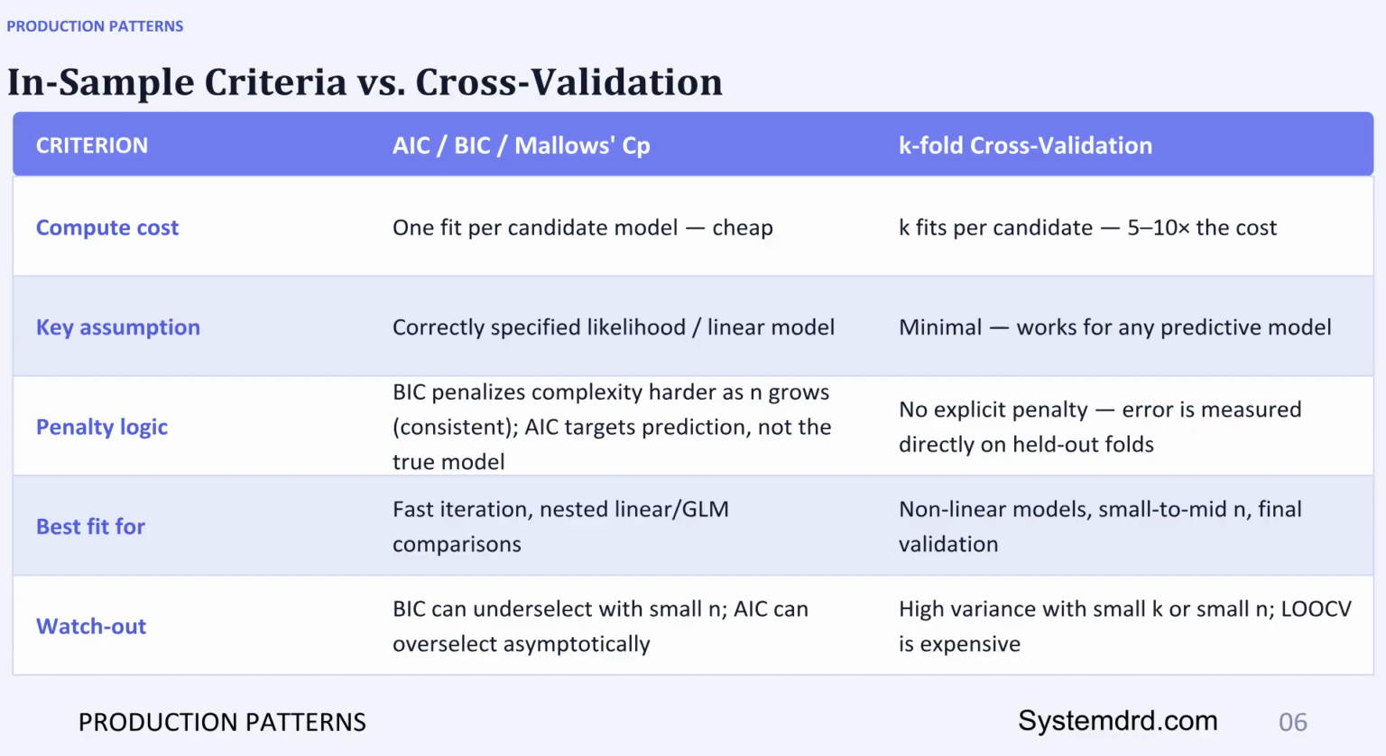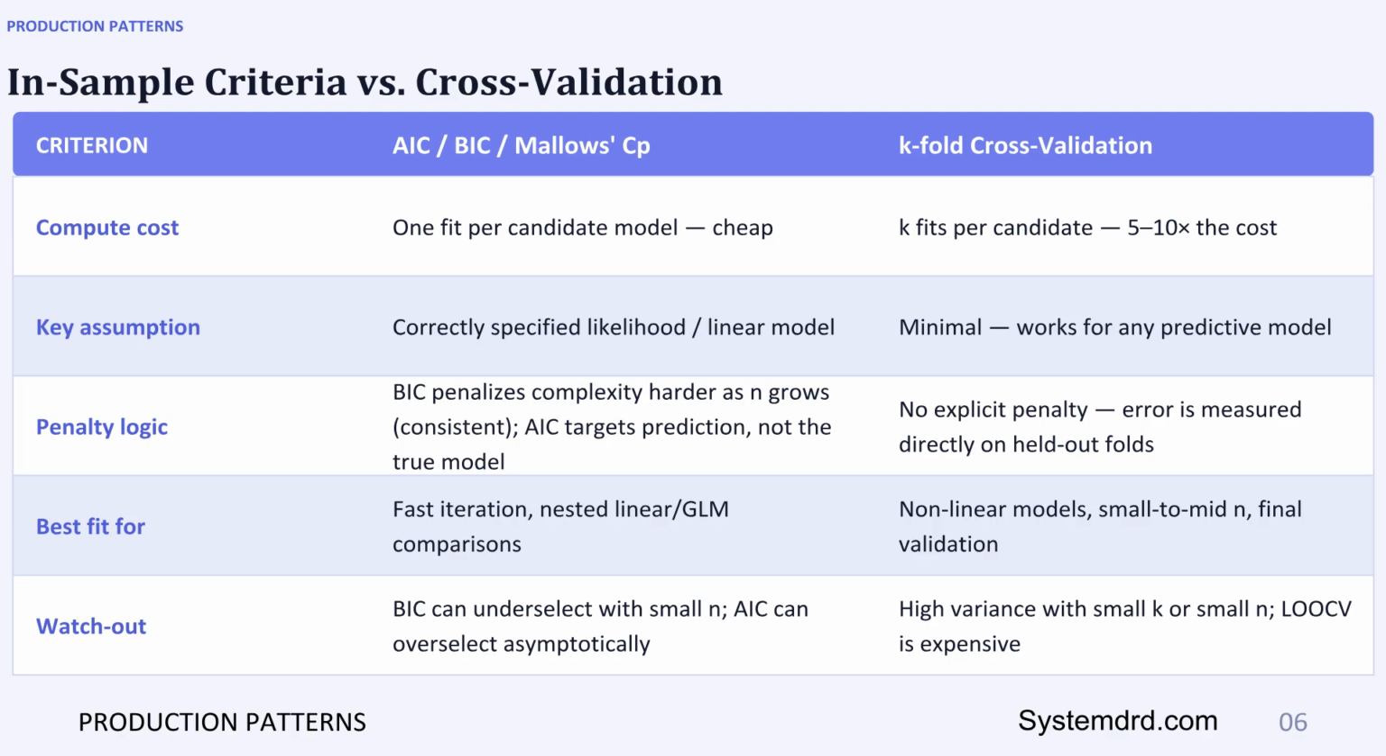The penalty logic differs too, and this matters more than people expect. BIC penalizes complexity more aggressively as your sample size grows, which makes it what statisticians call consistent. Asymptotically, it tends to select the true model if one exists. AIC is tuned toward prediction accuracy rather than recovering the true model, so it can select a larger model than BIC would, even with plenty of data. Cross-validation, meanwhile, has no explicit penalty term at all. It just measures error on held-out folds directly.